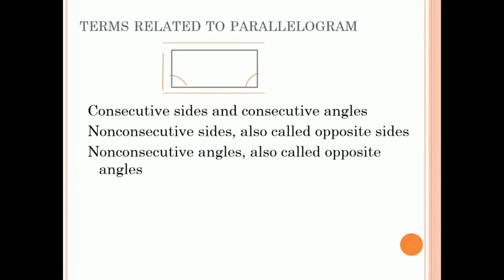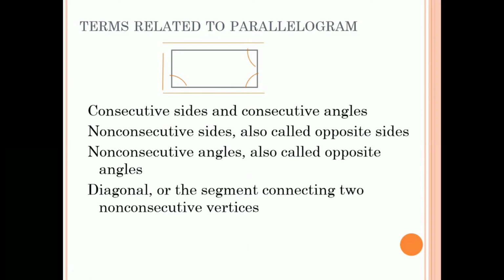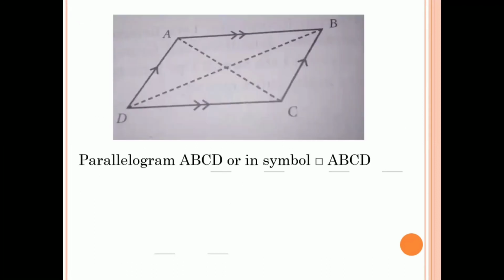So you can choose opposite angles here. This angle and this angle are non-consecutive angles, or the opposite angles. You also have the diagonal, the segment connecting two non-consecutive vertices. Okay, this is the diagonal, connecting two non-consecutive vertices. Try to look at the picture.